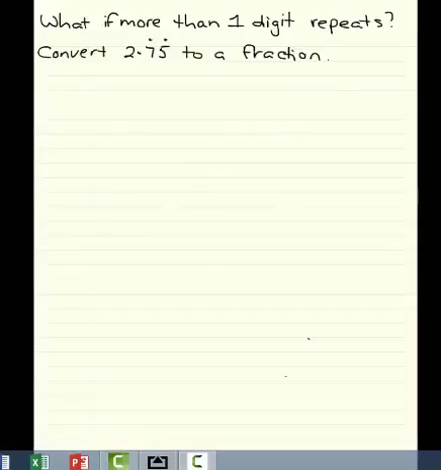So what happens if more than one digit repeats? Well, let's have a look. Convert 2.75 repeater to a fraction. Well, to convert this to a fraction, I don't need to consider the 2. That's a whole number, and we know that that'll just go in front of our fraction. All we need to worry about are the 7 and the 5. So our first step is the same, with that n equal to 0.7575 recurring.